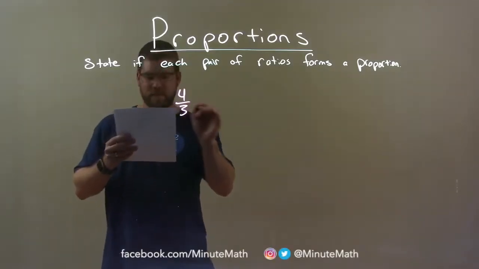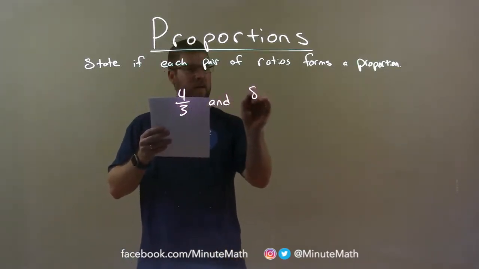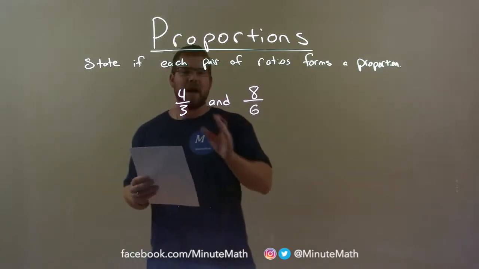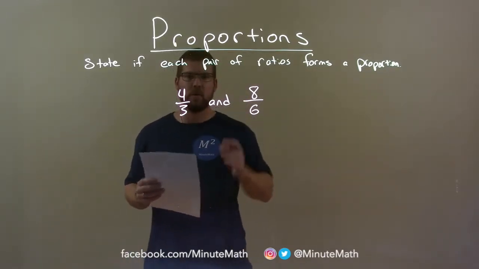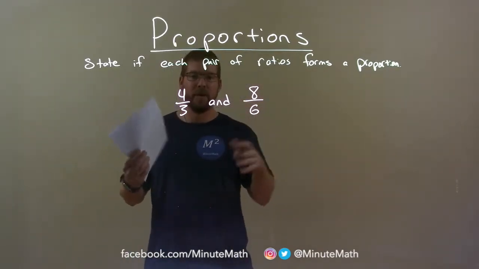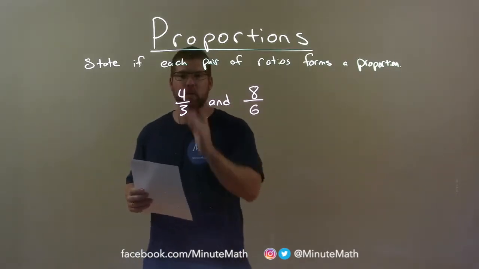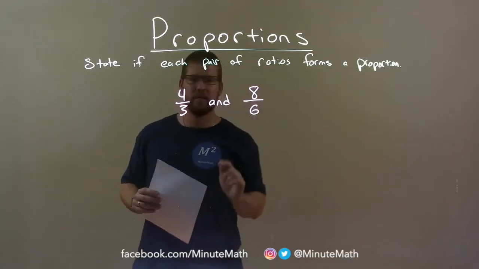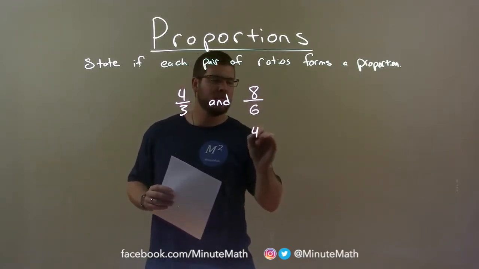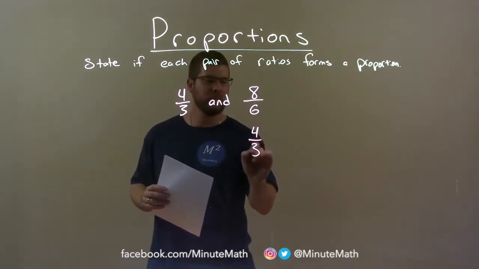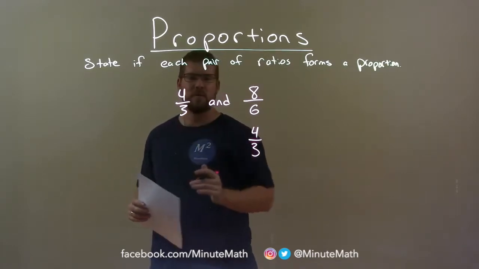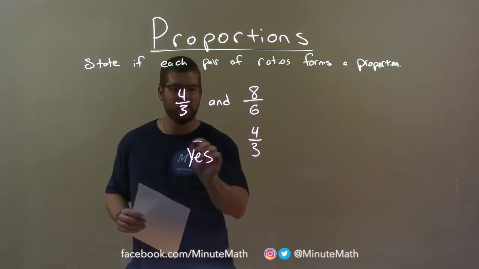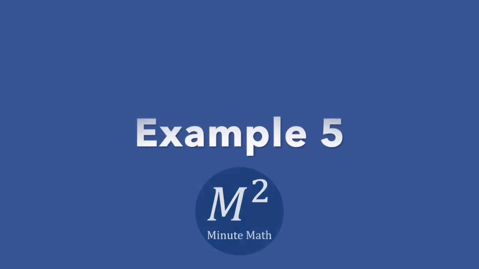4 thirds and 8 over 6, okay? Well, first thing, I like to simplify each one of these proportions in the most simplest form, and if they're equal, they form a proportion. 4 thirds cannot simplify, but 8 over 6 we can. Both are divisible by 2. 8 divided by 2 is 4, and 6 divided by 2 is 3. We can see a 4 thirds here, 4 thirds here. They are both the same, so yes, they do form a proportion.